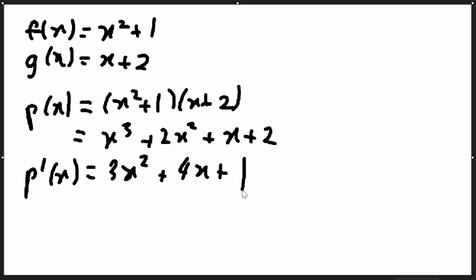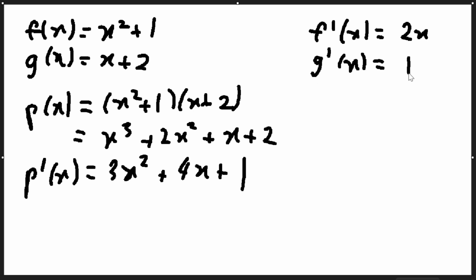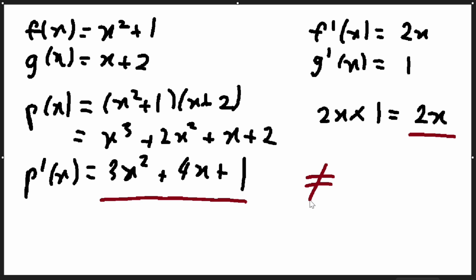Now let's try to test that with our assumption. We can find f'(x), which would be 2x, and g'(x), which would be 1. So 2x times 1 would still be 2x. And as you can see, this equation and this equation are not the same, hence our assumption is wrong.